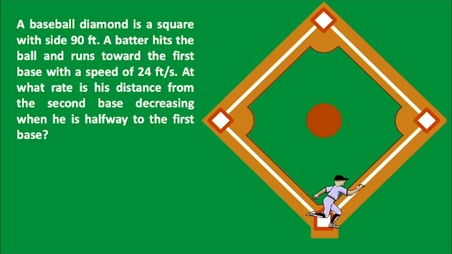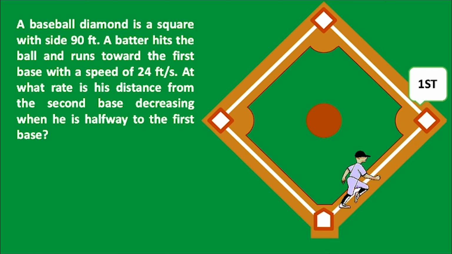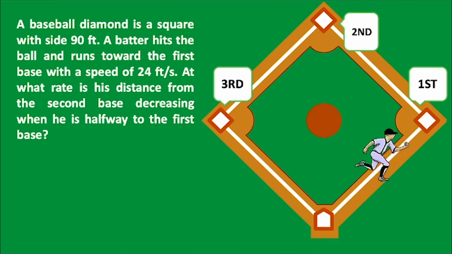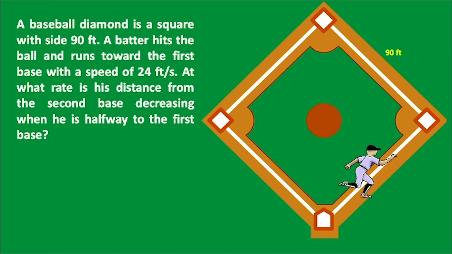To formulate the problem, we need to get familiarized with the parts of the baseball diamond. This is the first base, while this is the second, and this is the third. It is obvious that from the starting position to the first base, then to the second and back to the starting position, a right triangle is being formed with legs of 90 feet each.